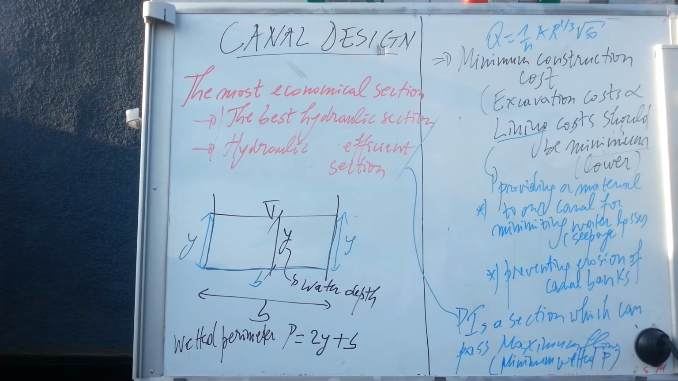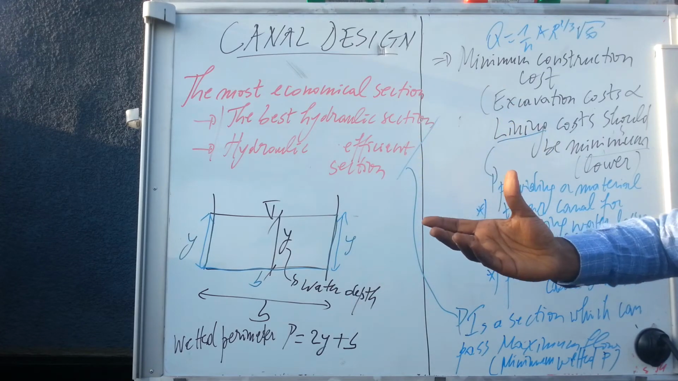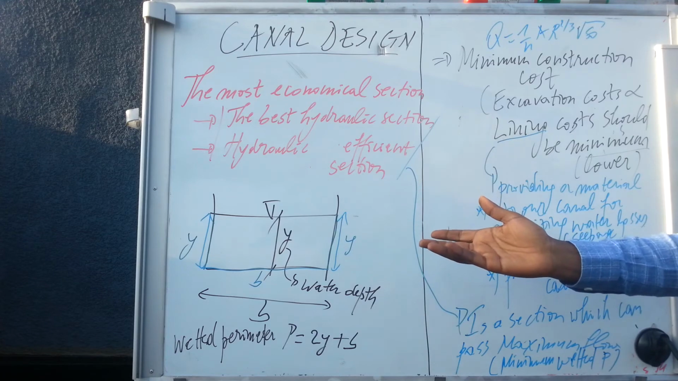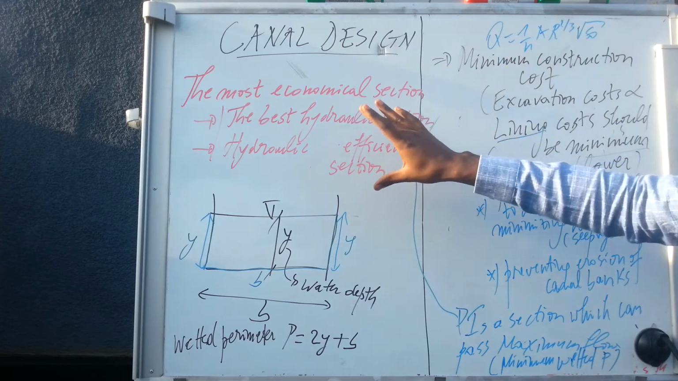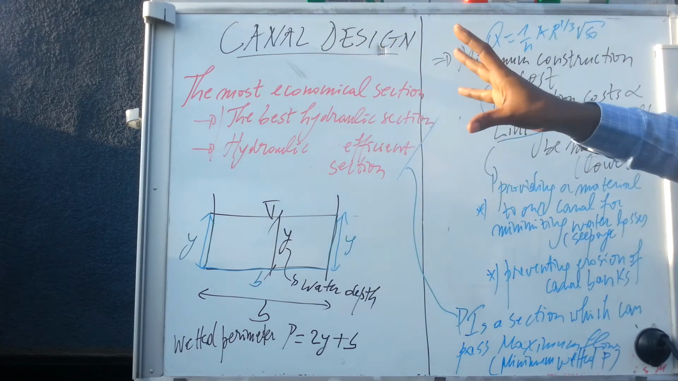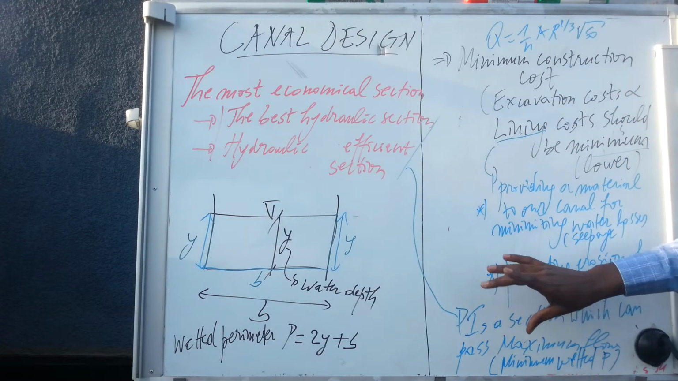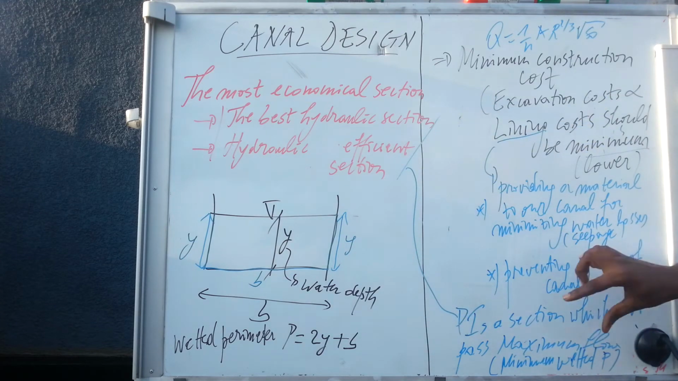So to summarize, the most economical section is a section of a canal with minimum cost of construction, cost of lining and cost of excavation. But that section is also called the best hydraulic section. They are used interchangeably in different ways, but they mean more or less the same. That section costs less, but also carries maximum discharge because the wetted perimeter is minimum. So what are now the conditions of having the minimum construction cost?